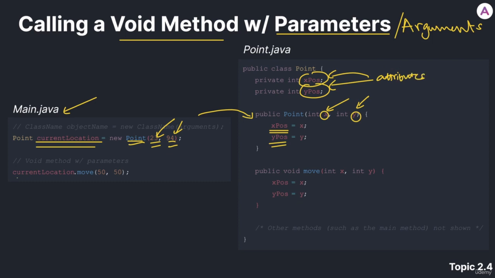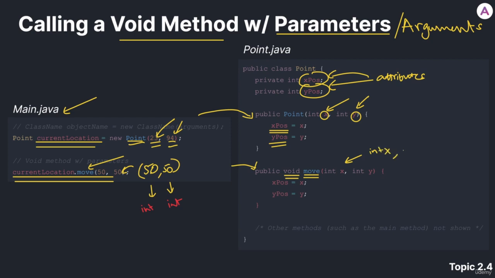Alright. Now let's go on to this line in the Main.java file. We're using the currentLocation object, the dot notation, to signify that we're going to use the move method, which has arguments 50, 50. So it takes in two integers as arguments. And then we can see that the actual method declaration inside the Point.java file has a method called move. It's a void method still, which means it's never going to return anything. And then we can see we have two arguments.